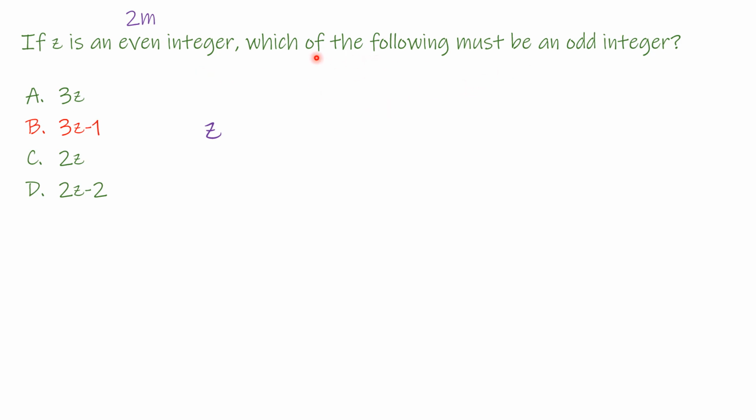All right, now it says which of the following must be an odd integer. So how do we write an odd integer? But before that, let's put first the 2m in the equation. z is actually an even integer, so z is 2m.